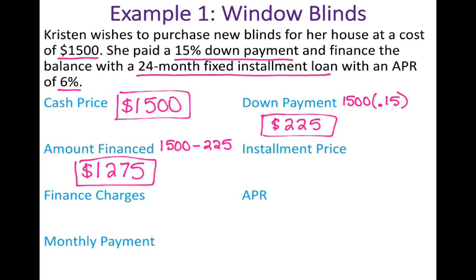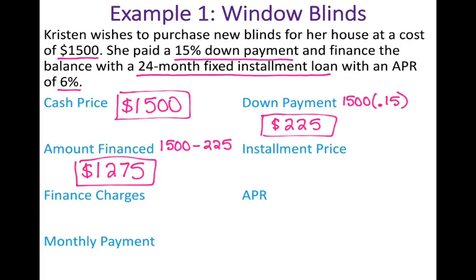Okay. So from here, I'm actually going to skip the installment price for a second, and I'm going to jump down to the finance charges. The reason I'm doing that is because the installment price is going to incorporate the finance charges. So the finance charges are going to be added as part of your installment price. So I'm going to go ahead and jump to the finance charges first.